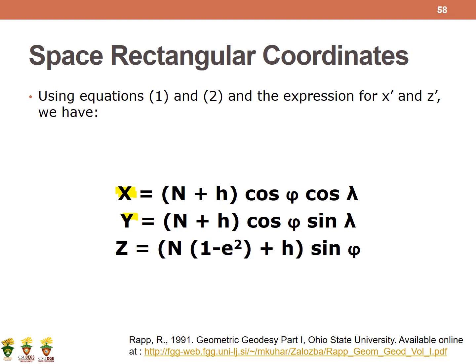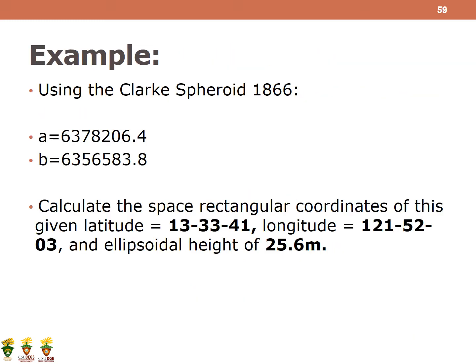And for z, which we got earlier, the value comes from the formula N times 1 minus e squared plus h times the sine of geodetic latitude, where N is the prime vertical radius, which is a over the quantity 1 minus e squared sine squared geodetic latitude, raised to the power of 1/2.